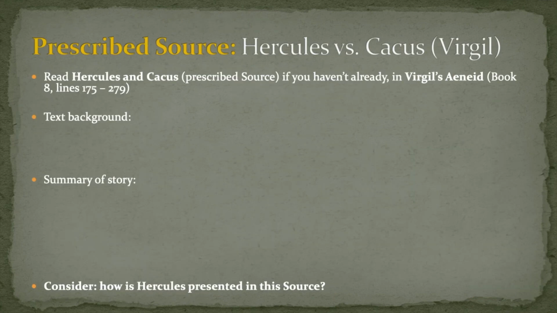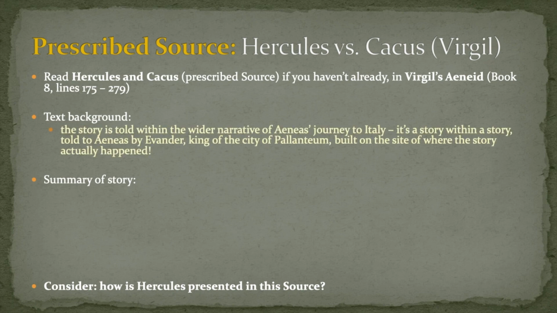So the prescribed sources. Now, as I said, I'm going to be reading these with my class in my live lessons, but we are going to make some notes first about what generally happens in the sources. So the first prescribed source for the Roman section of the Heracles topic is Hercules versus Cacus, the bit from Virgil's Aeneid. The text background: the story is told, the Hercules and Cacus story, within the wider narrative of Aeneas's journey to Italy. So the whole Aeneid is about Aeneas's journey to Italy and what happens when he gets there.